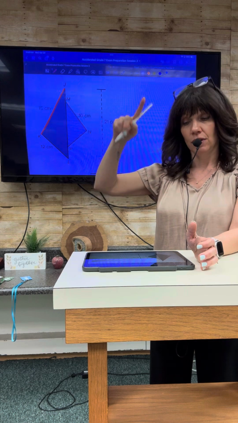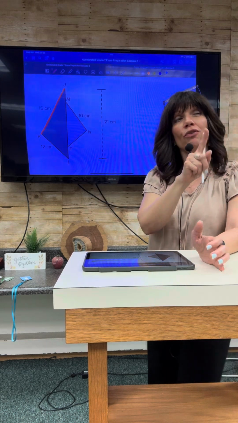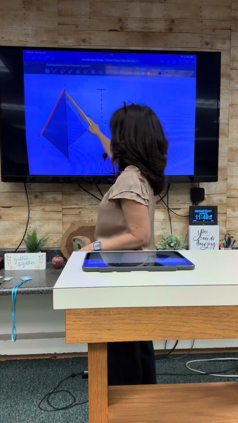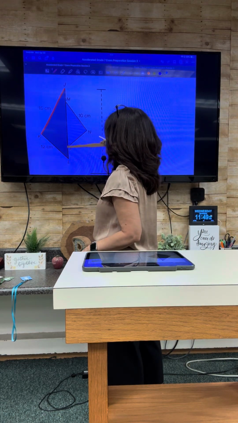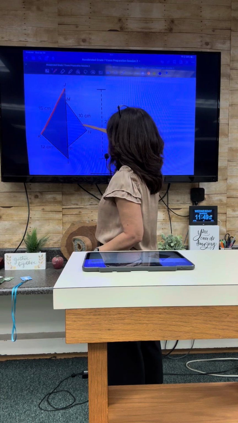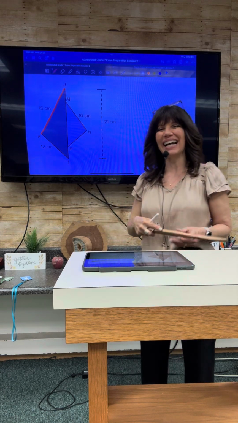Around an object. Thank you. I'm glad you said around an object, because I don't want you to assume that we need perimeter of that triangle plus perimeter of that triangle. Do you see what I'm getting at?